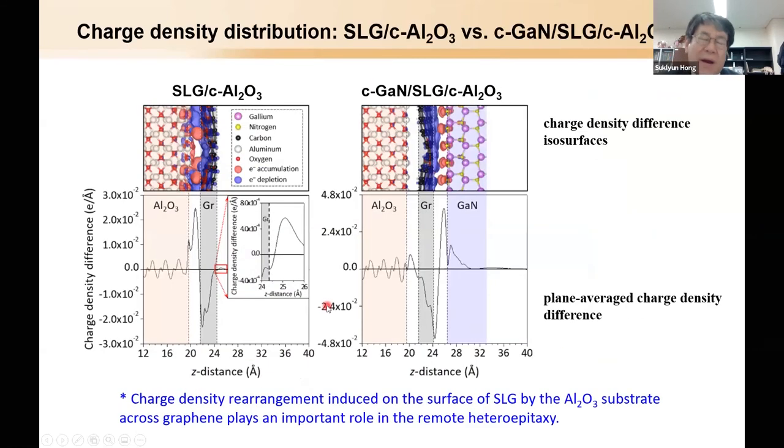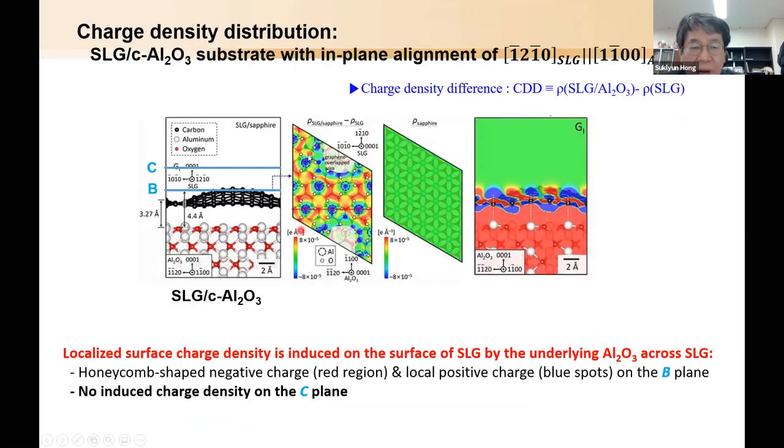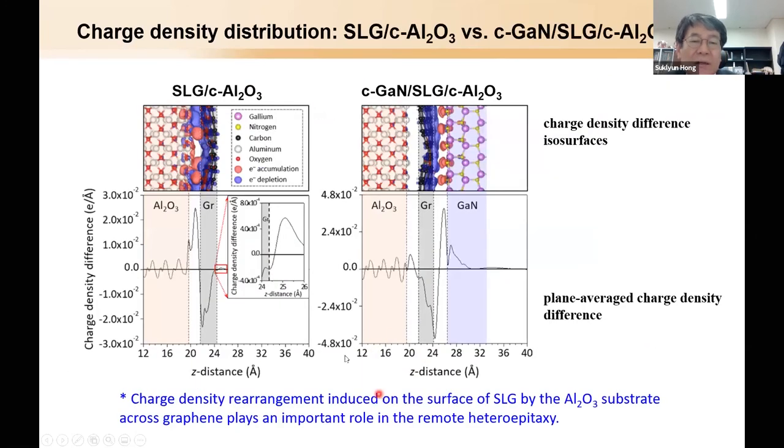And to compare this, the role of the charge redistribution in the remote heteroepitaxy, we consider the charge density difference isosurface and the plane-averaged charge density difference. Here, we can see the charge density arrangement induced on the surface of graphene, a very little amount. This amount is plotted here on the B plane, which makes the remote heteroepitaxy possible. So we can say the charge density arrangement can play an important role in heteroepitaxy.